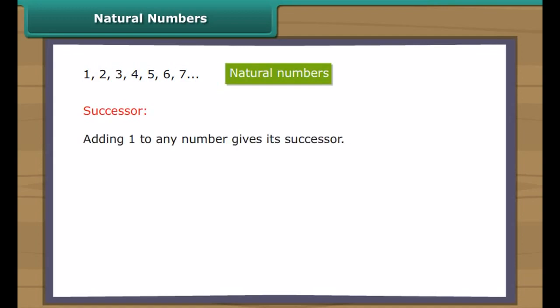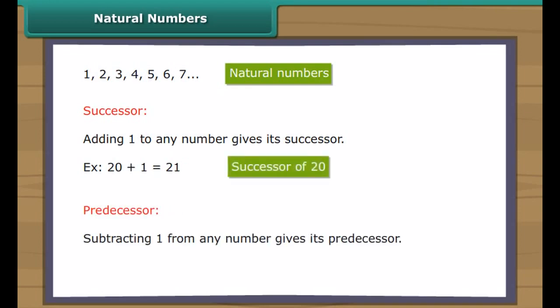Natural numbers. We use 1, 2, 3, 4 to count the objects. Counting numbers are also known as natural numbers. Adding 1 to any number gives its successor. Example, 1 added to 20 gives 21, which is the successor of 20. Subtracting 1 from any number gives its predecessor. Example, subtracting 1 from 20 gives 19, which is the predecessor of 20. Interesting question: what is the largest natural number?